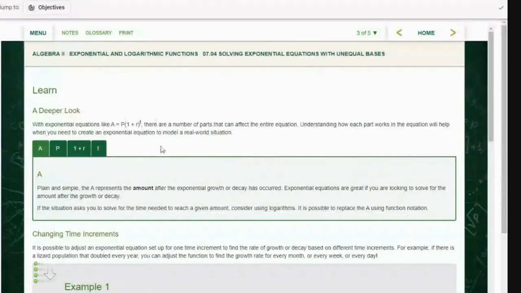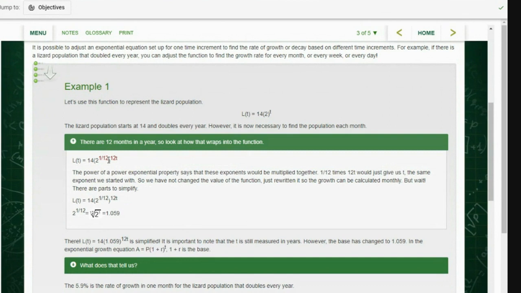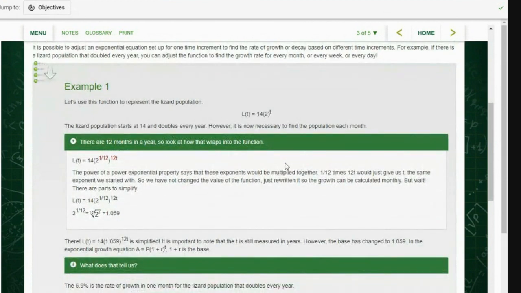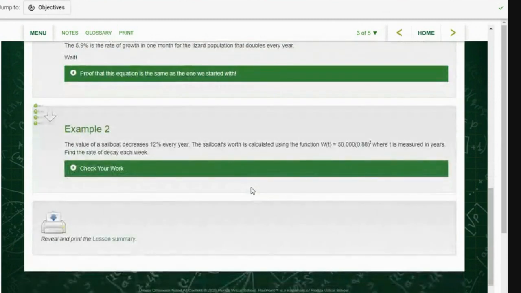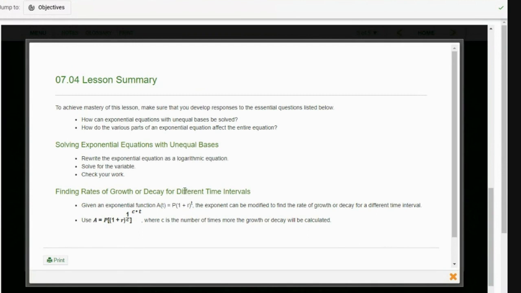Goes back to this interest thing here. Let's see. It's representing a lizard population. 14 equals 2 to the t. 12 months of the year. So how does that wrap into that? So they put in the 1/12, all this good stuff. Yeah, let's look at this. All right. If it doubles every month, week, or day, I think if I remember correctly, there's a problem on there's our lesson summary. One of our first problems that we work would be good to do together here.